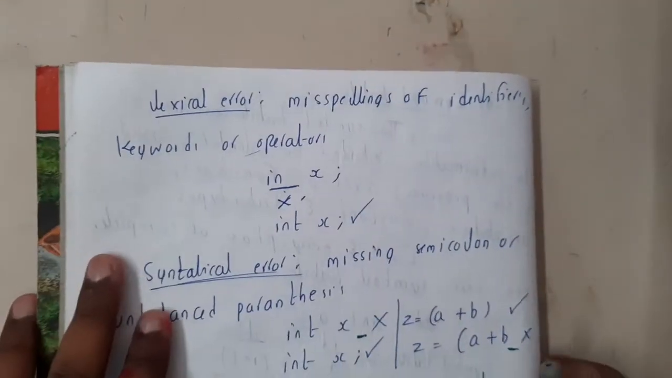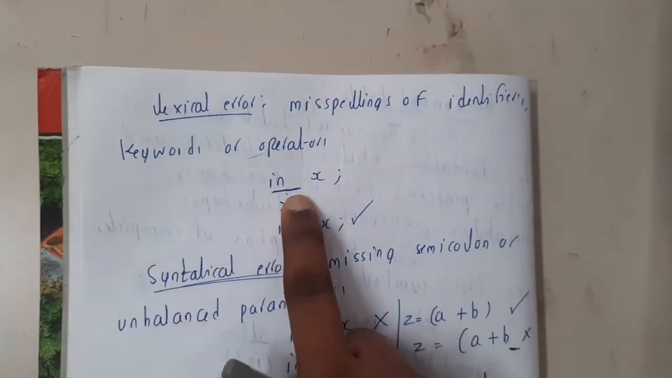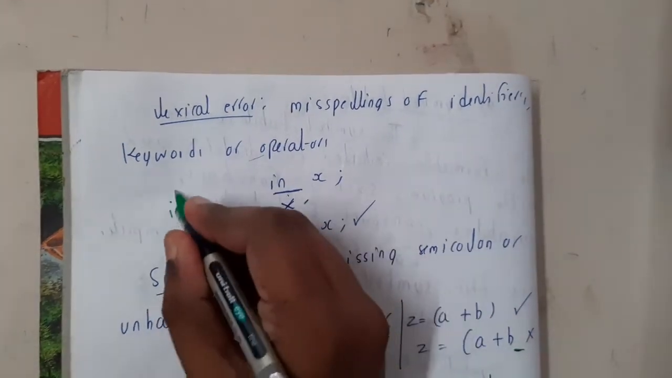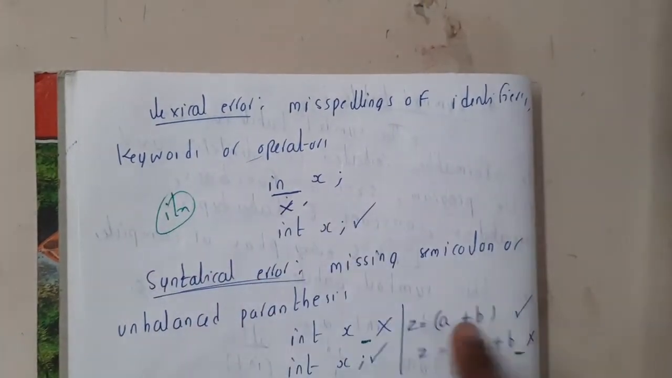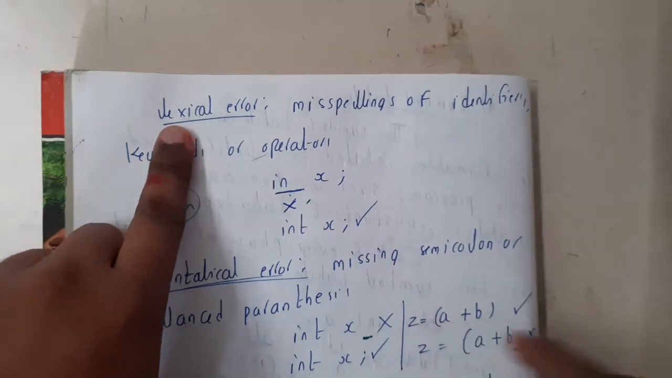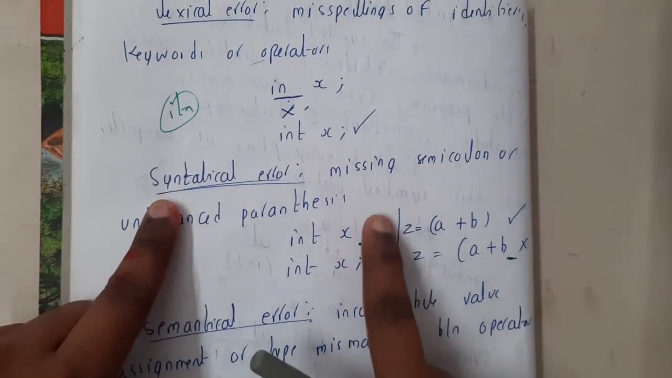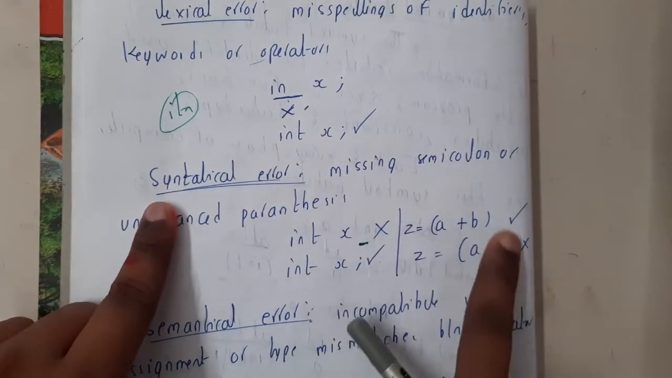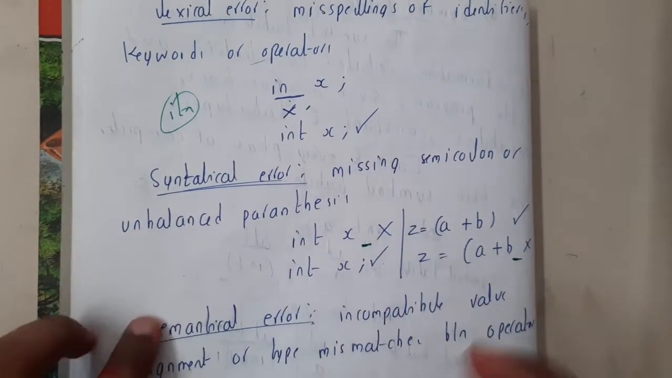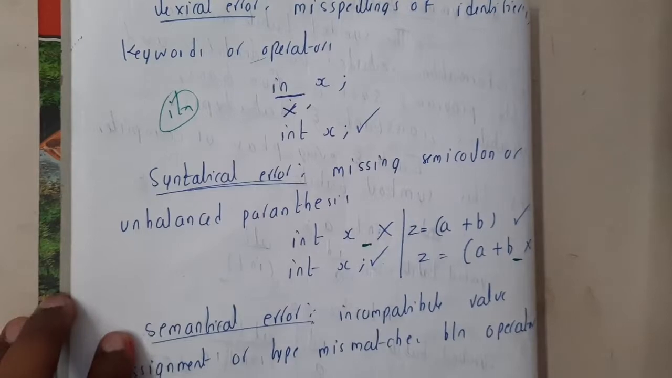Assume that in int you forgot to write the t, or you wrote itn. This is a spelling mistake, right? So that comes under lexical error. Similarly, moving on to syntactical error, sometimes we forget writing a semicolon or we forget writing a closed bracket. These types of things come under syntactic error.